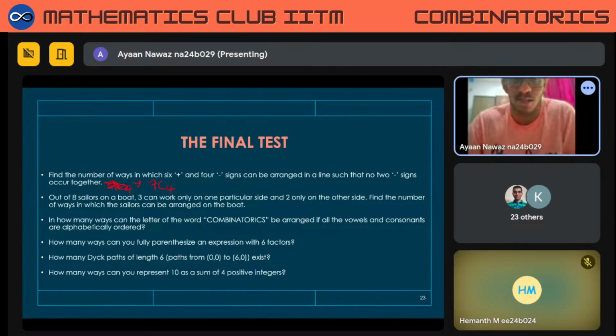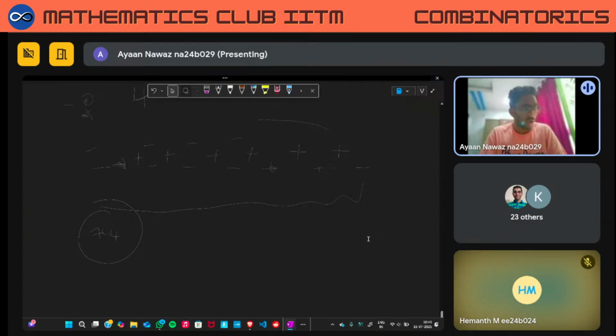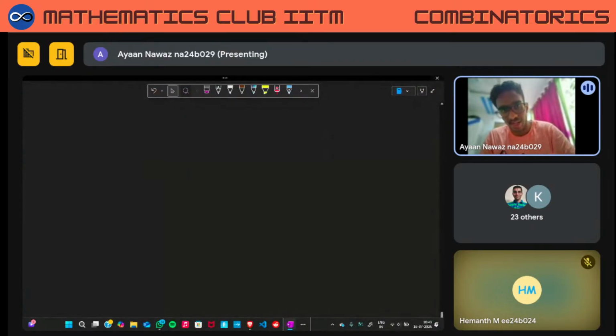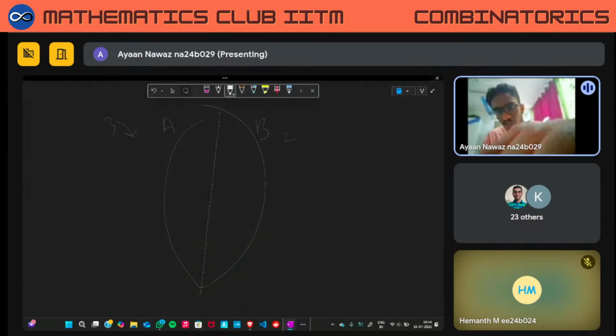Okay, I'll solve this. So, out of 8 sailors, right? 8 sailors, 3 can work only on one particular side and 2 only on the other side, right? We have 8 sailors. We'll divide the boat into 2 sides, side A and side B. 3 work only on one side and 2 only on the other side. So these 2 sailors and 3 sailors are fixed here.